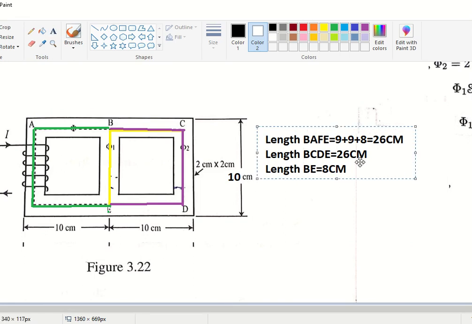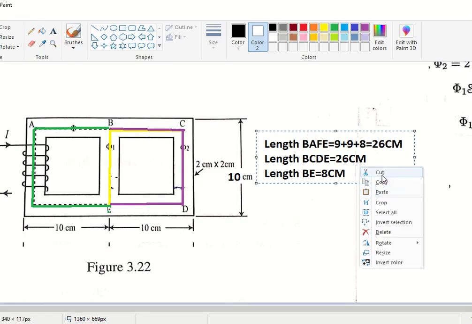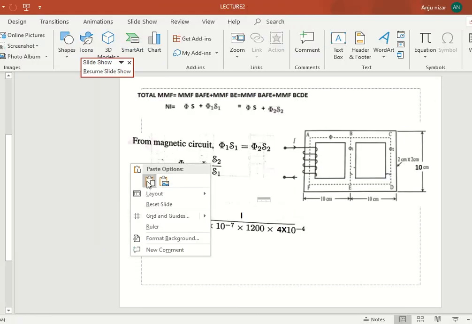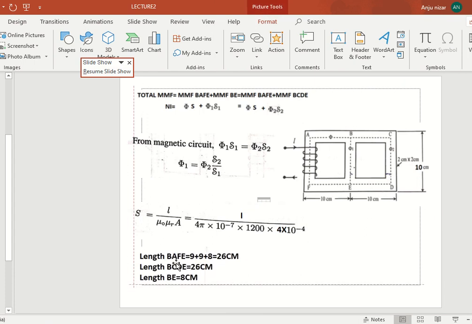So we can take this to our PPT. So these are the values of length. Length BAFE is 26, BCDE is 26 and BE is 8 centimeter. Okay.